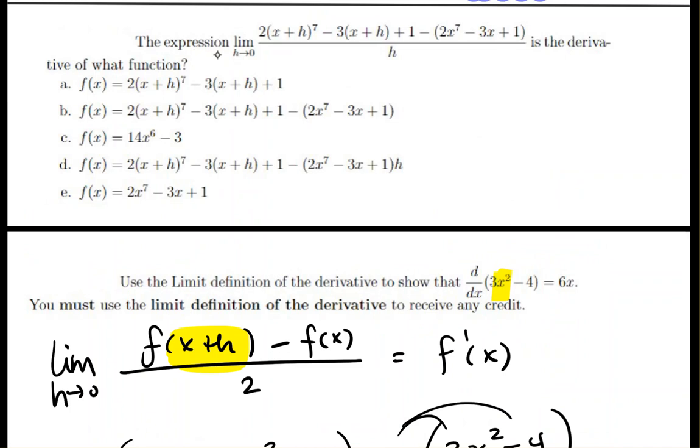Now in this example, we're asked this limit of this expression minus this expression over h is the derivative of what function? Well, if we know the limit as h goes to 0, the derivative is just this expression.